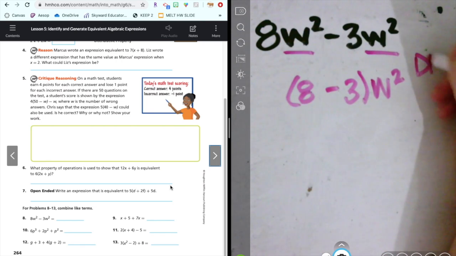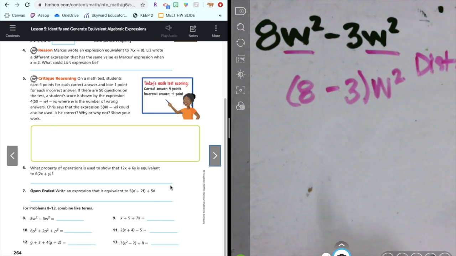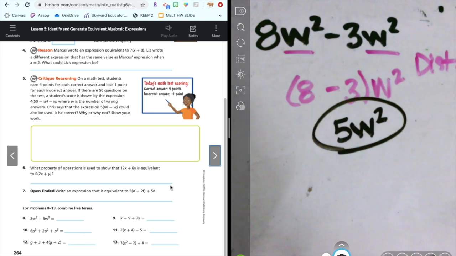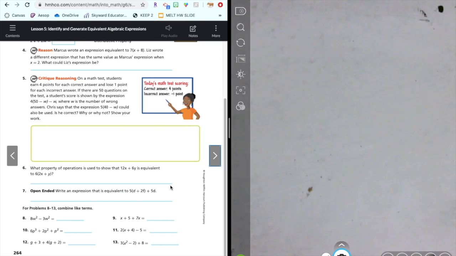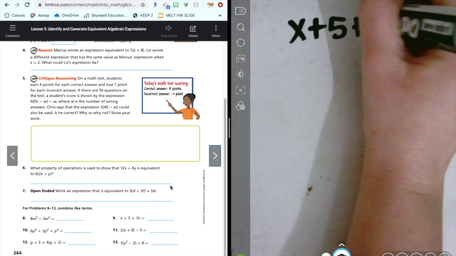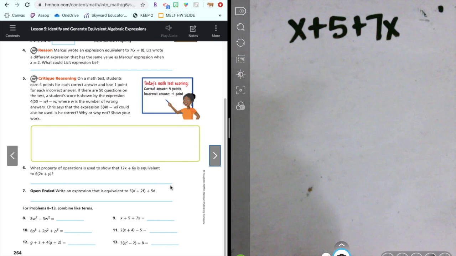I'm going to use the distributive property. All right, then what's 8 minus 3? It is 5. So my final answer would be 5w squared. Just like that. Okay, I'm going to have one for you to do on your own. So I want you to do x plus 5 plus 7x. Pause, rearrange it, do what you got to do, and simplify.